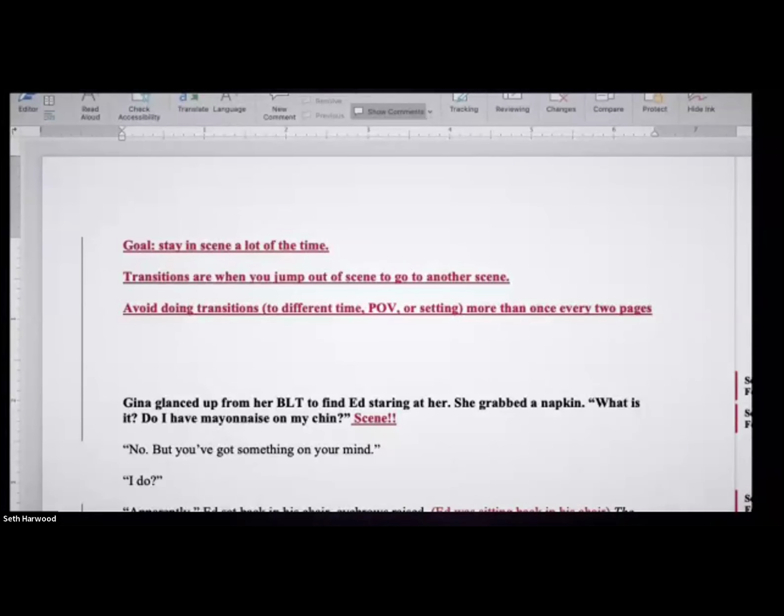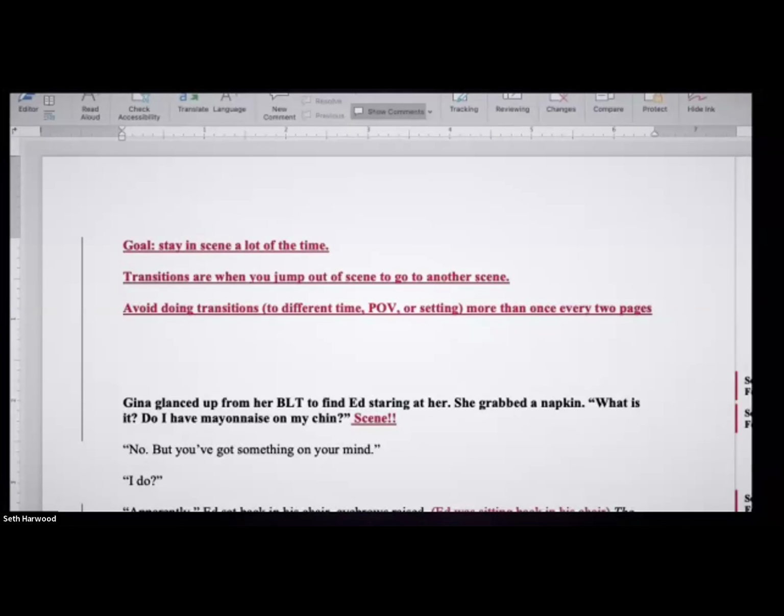I was saying try not to do transitions more than once every 2 pages. The thing about transitions, I'm frustrated because on this slide I seem to have lost my own video, and that's what I got all worked up about or confused about. But whatever.